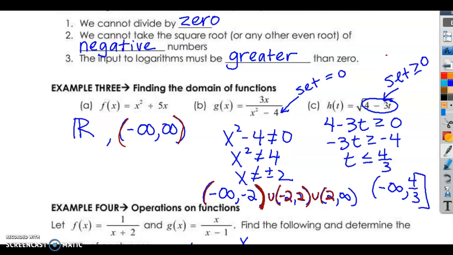Whenever you divide both sides of an inequality by a negative, remember the sign changes. So that's why the sign changes there, because I divided both sides by a negative 3. And then t has to be less than or equal to 4/3. So that means t could be anywhere from negative infinity up to 4/3, but it's including 4/3. It's less than or equal to 4/3. So the way we show it includes 4/3 is we put a hard bracket next to it. So that's how you write that.